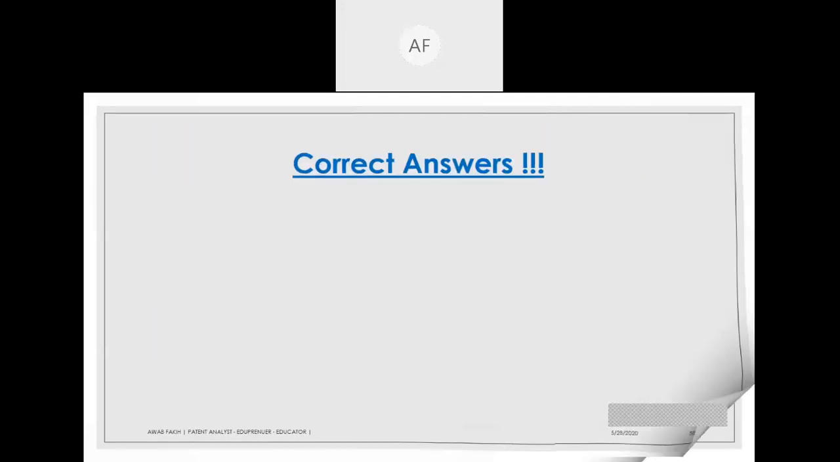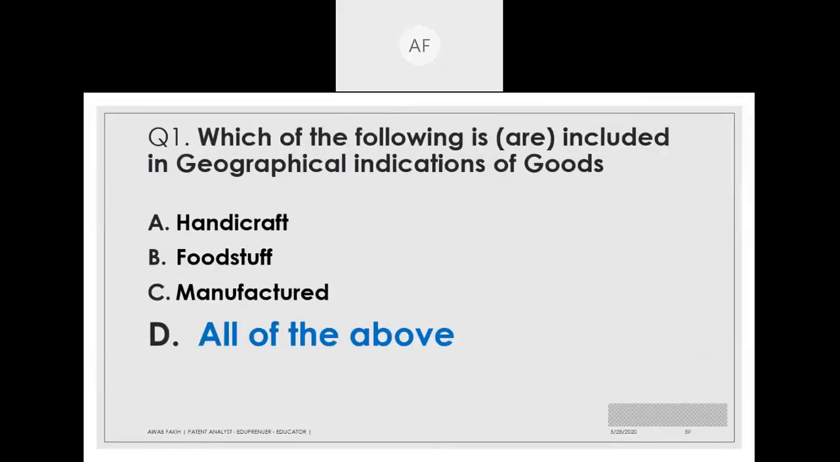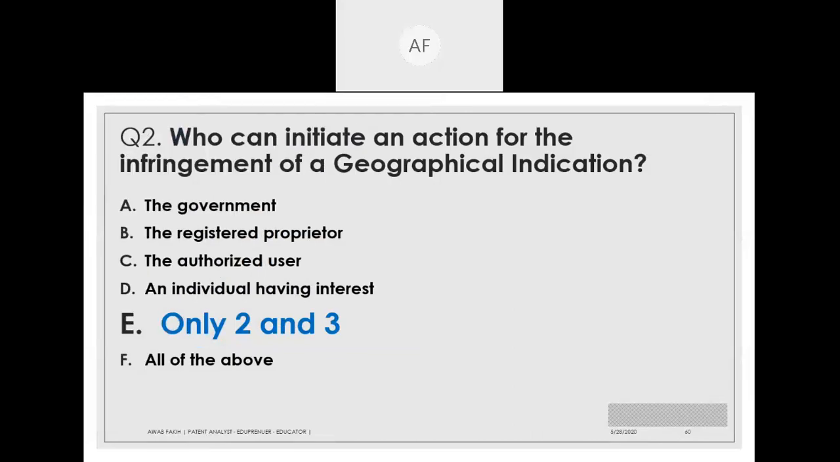Few of them have gone wrong with question number 2. So it is handicraft, foodstuff, manufactured, all of the above. Everything is included under geographical indication. Only the registered proprietor and the authorized user can initiate action. Government doesn't do it, my dear friends. Unless you approach the government, how will they take action? So these are the 2 people who will be filing a suit: the registered proprietor and the authorized user.